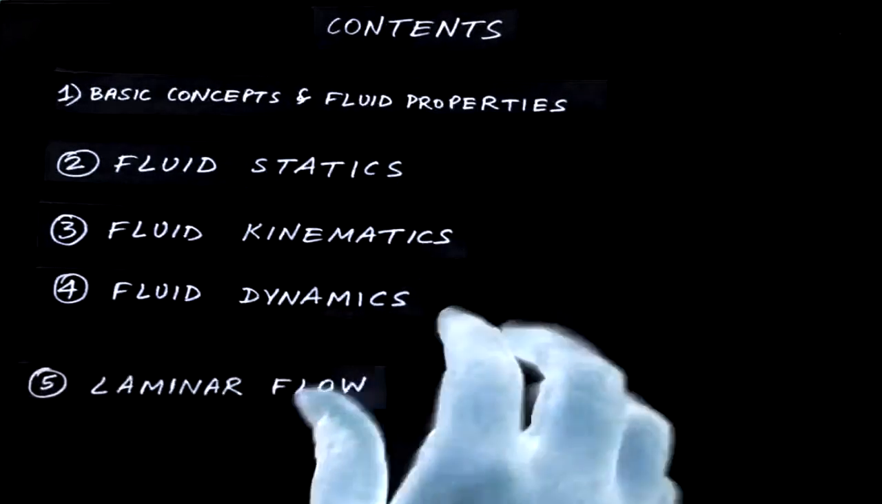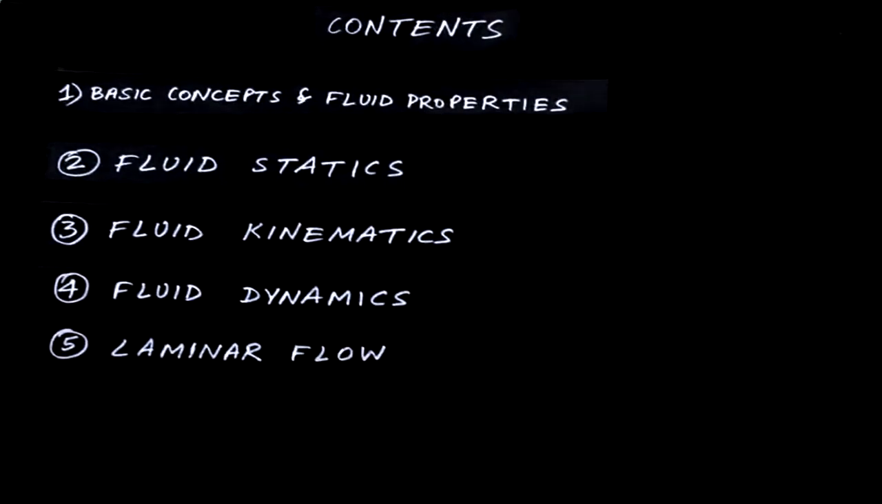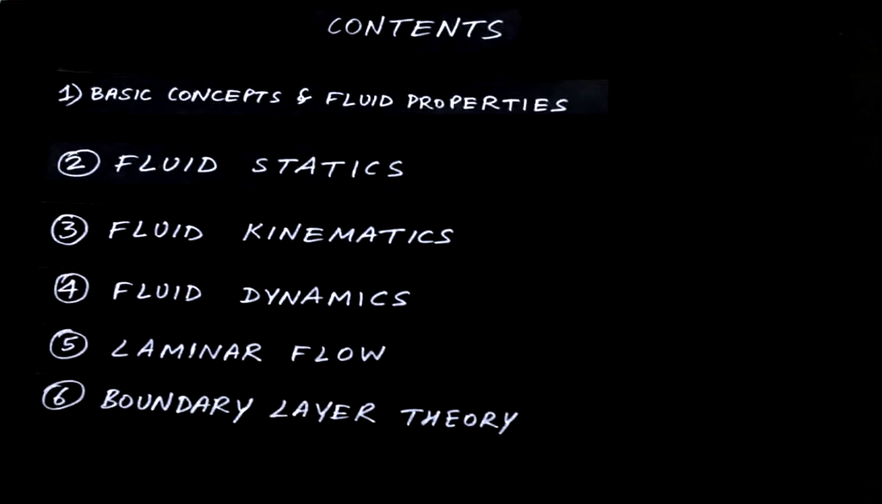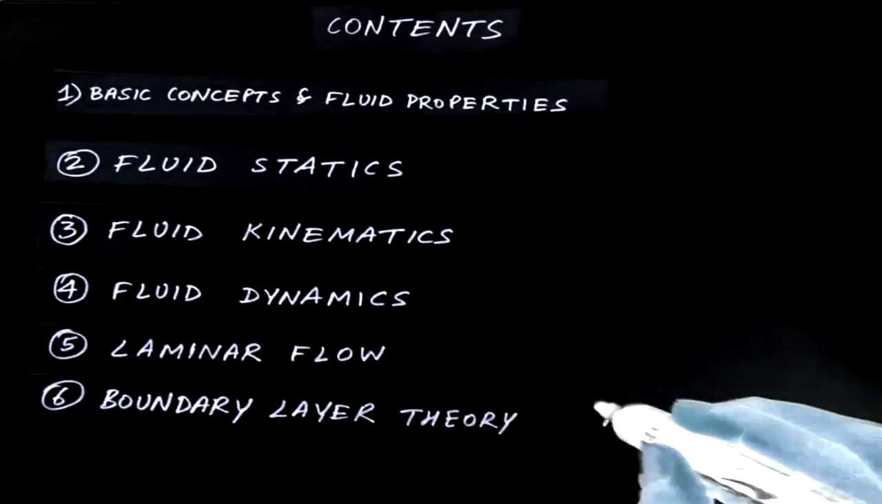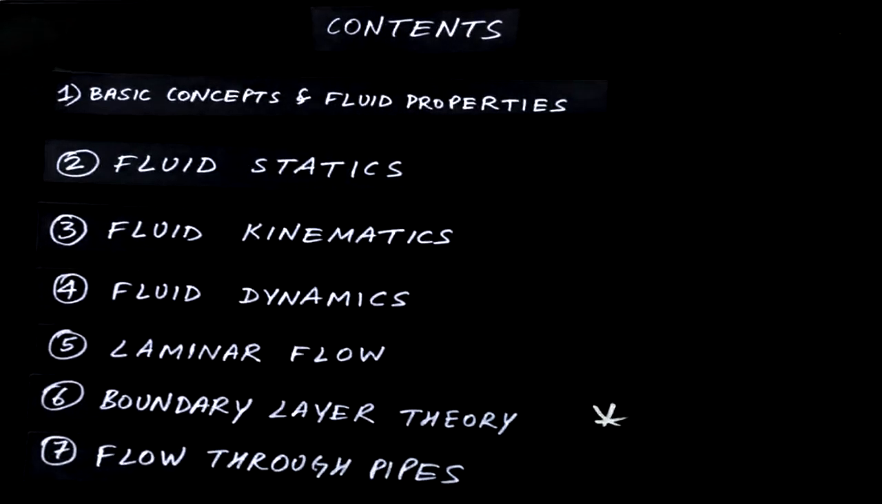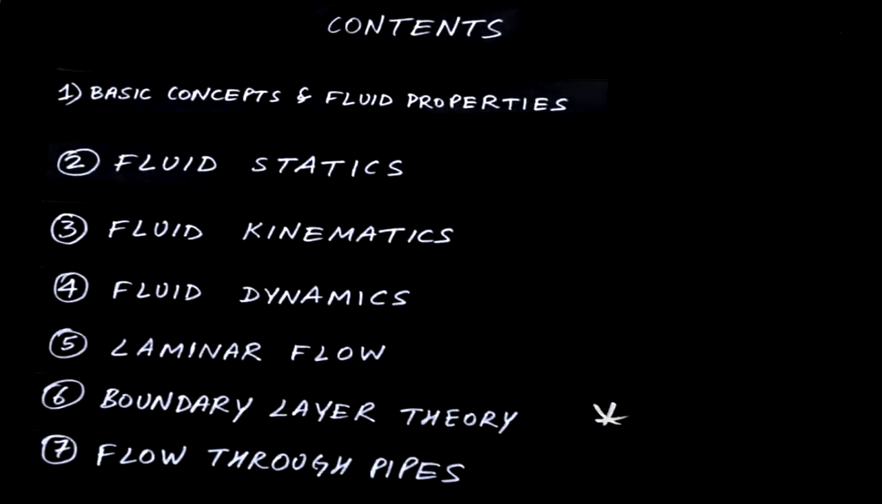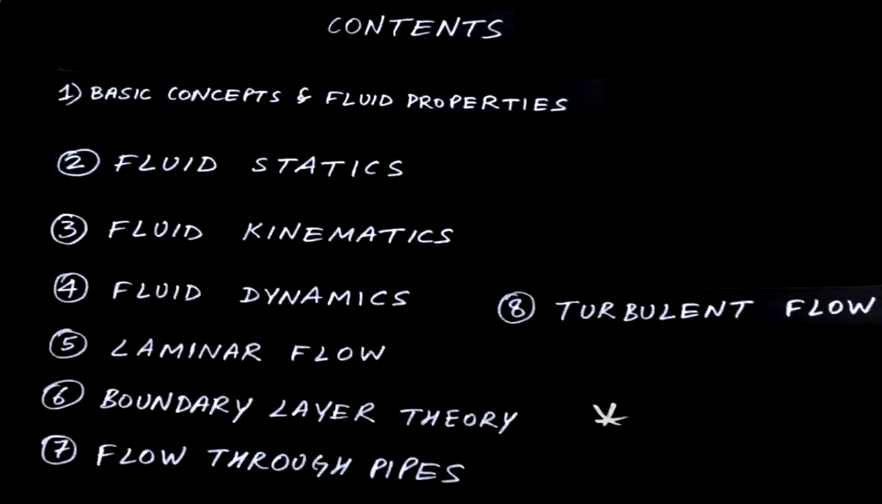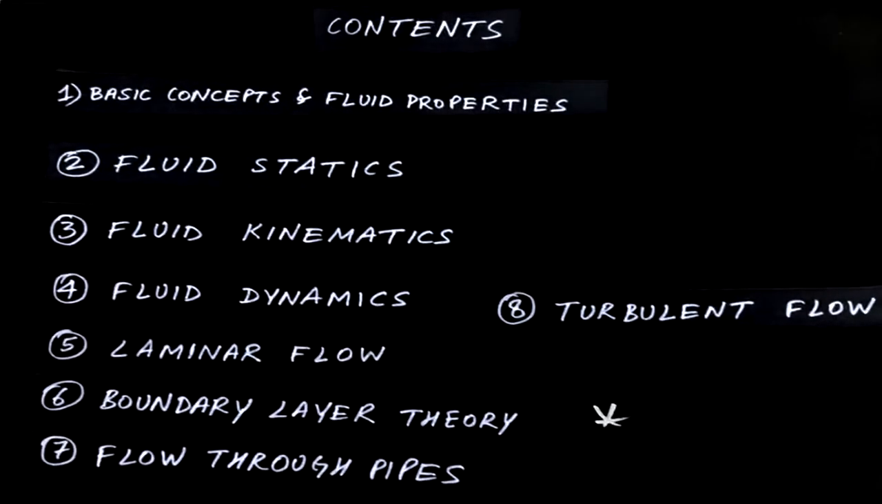Then the fifth topic for discussion will be laminar flow, and after that we will be covering boundary layer theory, and this is a very important topic. After this we will do flow through pipes. At last, the eighth topic will be turbulent flow. We will do this at last. So these will be the 8 topics that we will be completing in this module of ours. So stay tuned.